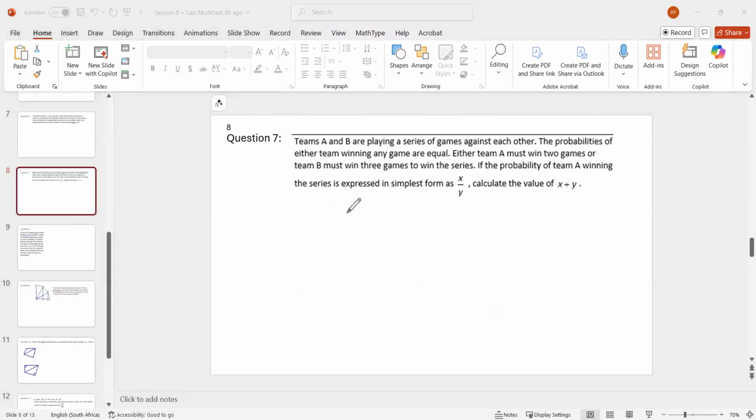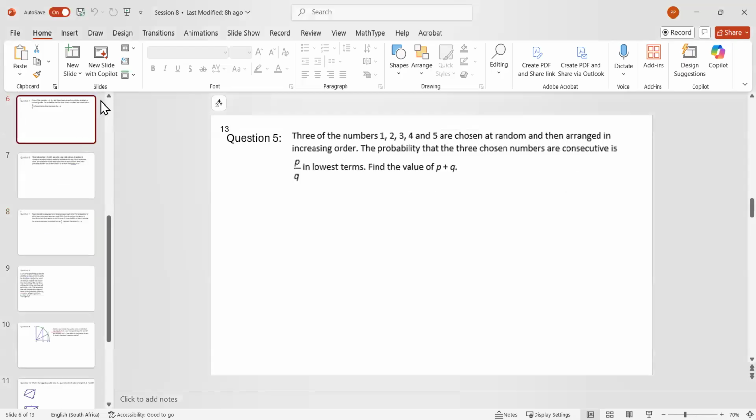Right here, teams A and B are playing a series of games. Kosinati, you raised your hand. I'll take this question. Say skip the question. Say skip question 5. Oh, I skipped question 5. Okay, thanks for telling me. Thanks for telling me, Kosinati. This question 7. Oh, this one. Okay. Thank you for letting me know.